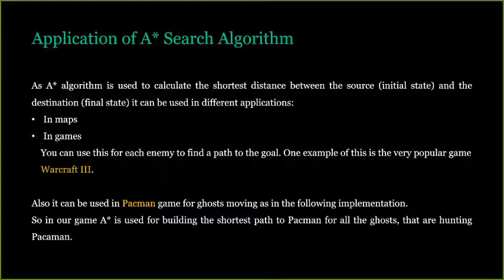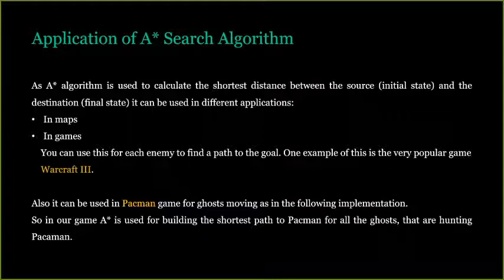Now that we are acquainted with the mechanism and all the specifics of the A-star search algorithm, it's time for us to talk about the most interesting part, the application of this algorithm. As it's used to calculate the shortest distance between the source and destination, it's pretty obvious that this algorithm is widely used in maps, but what can seem more interesting for some of you is that this algorithm is used in games. One example of this is a very popular game, Warcraft 3.